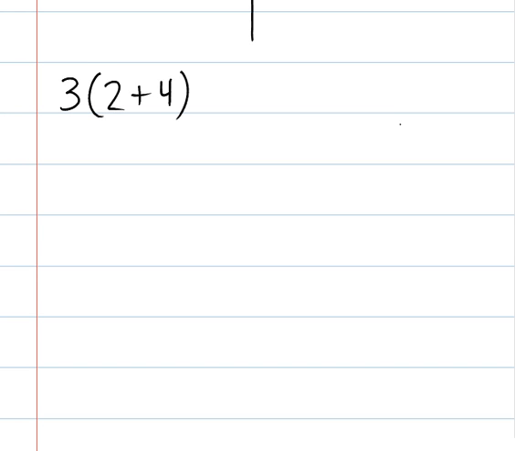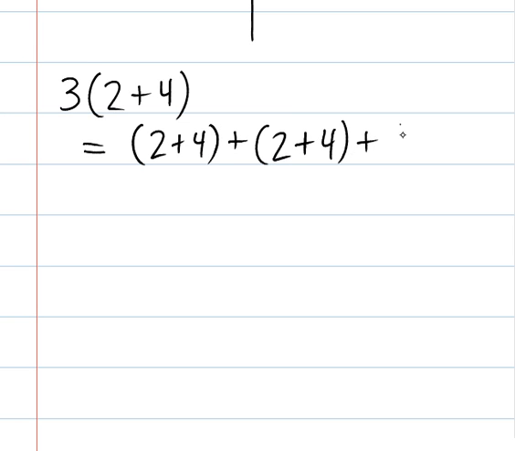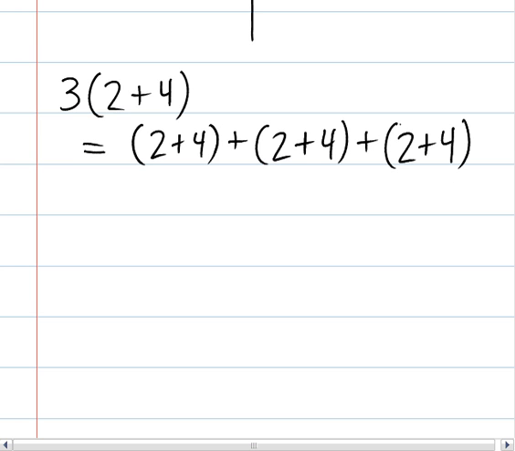So here we have 3 times this quantity 2 plus 4. What that's equal to is that 2 plus 4 gets added up 3 times like this. Now you know it doesn't matter how you group your numbers when you're adding them. That's called associativity, and it doesn't matter what order the numbers come in. That's commutativity. So I can rewrite this by putting these 2's in the front of the sum and the 4's on the end. And I happen to have 3 2's and 3 4's.